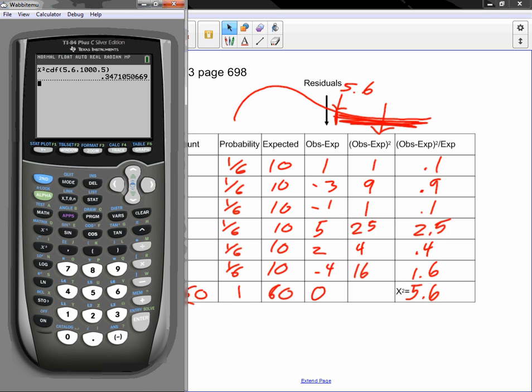You might know what this value is called? It's a p-value, just like it has been with hypothesis tests, right? So the chi-squared test still works a lot like a hypothesis test, but it's for an entire set of data.